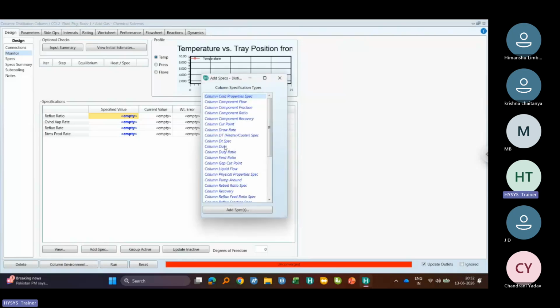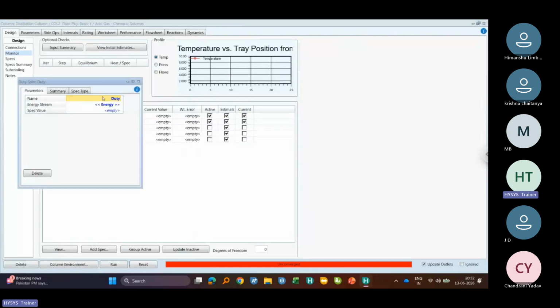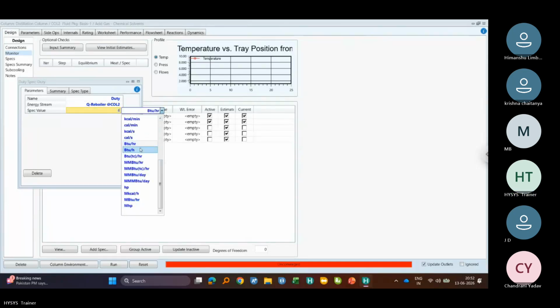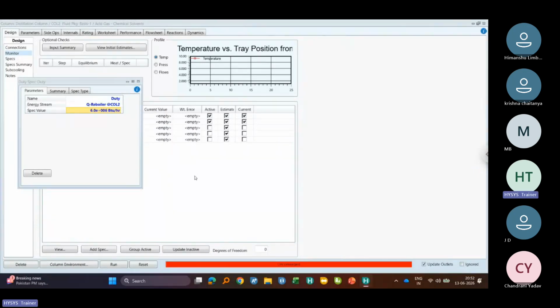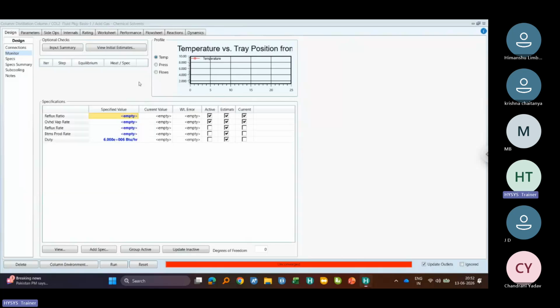So we will add those 2 specifications to this column. The first one is column duty. Add specification. This duty is for reboiler, the energy stream. So we will select it as Q reboiler column 2. And the value is given as 6 MMBTU per hour. That is MM British thermal unit per hour. We'll close this. You can see that our specification is added.